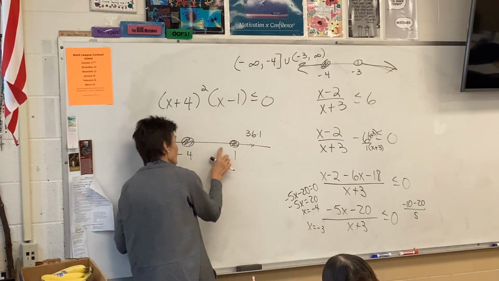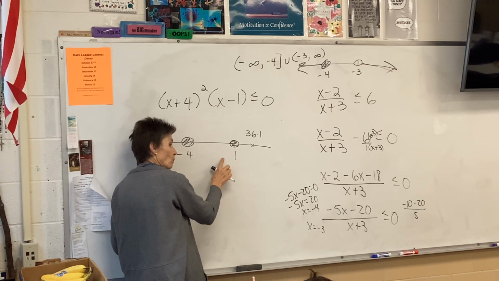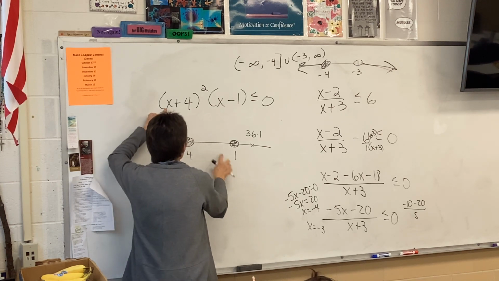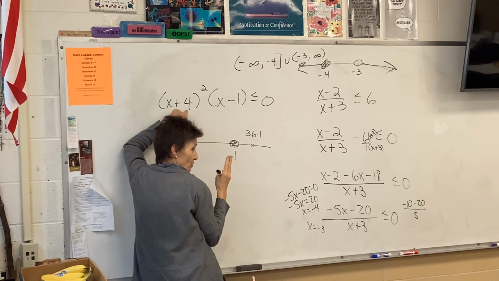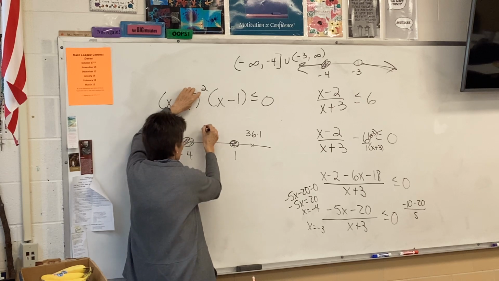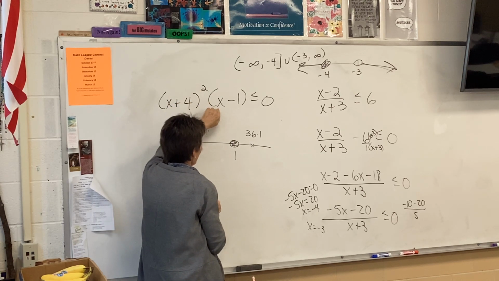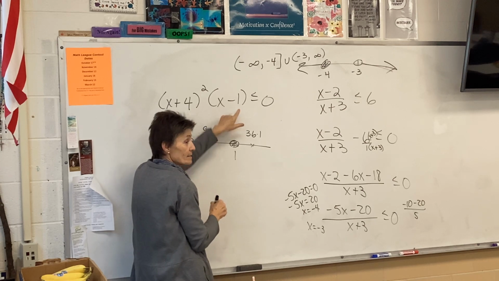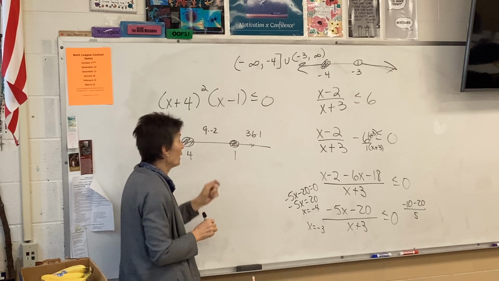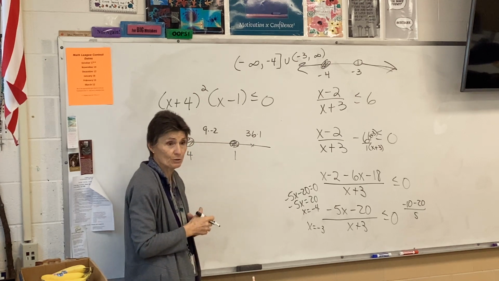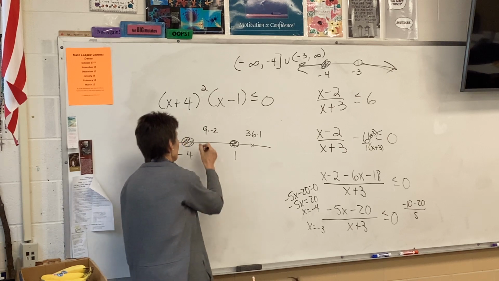All right, now pick a number in here. -1. -1 plus 4 is 3, but it's squared, so it's 9. -1 minus 1 is -2. When I multiply 9 times -2, am I less than 0? Yep.